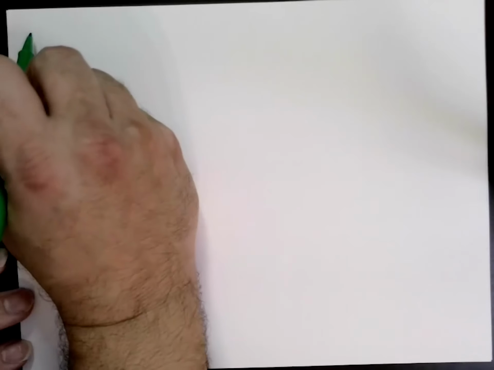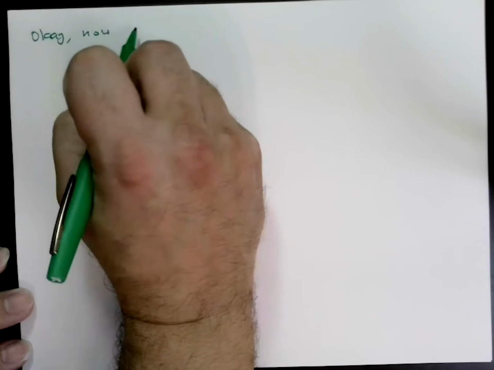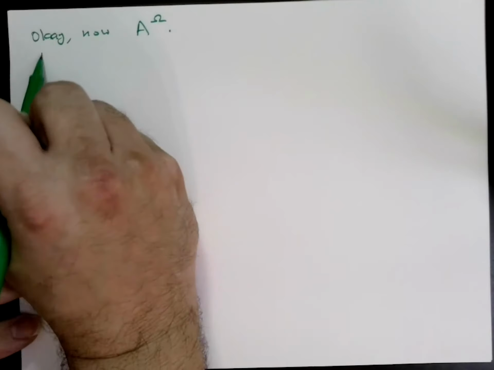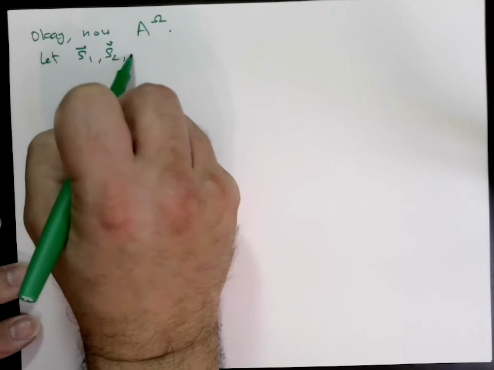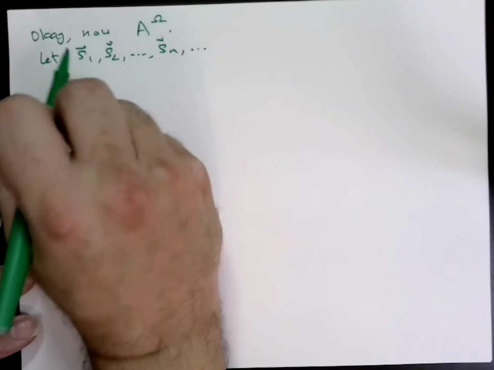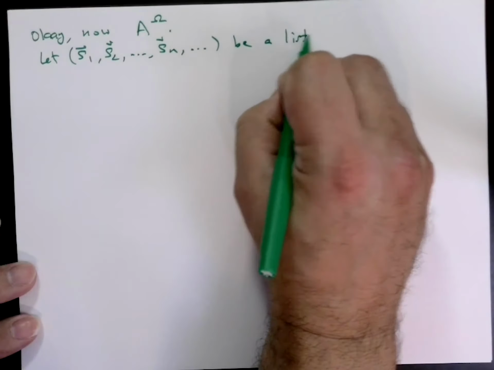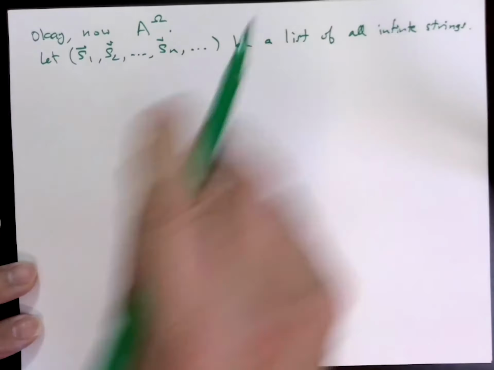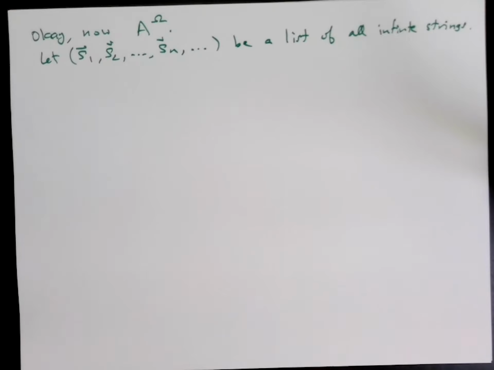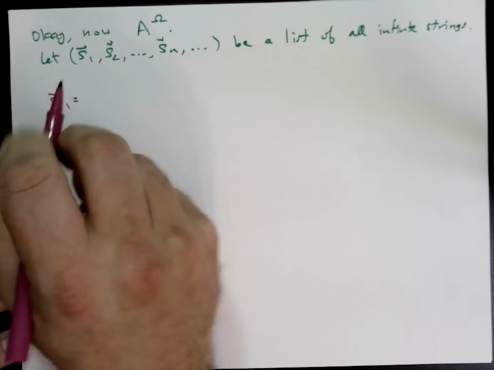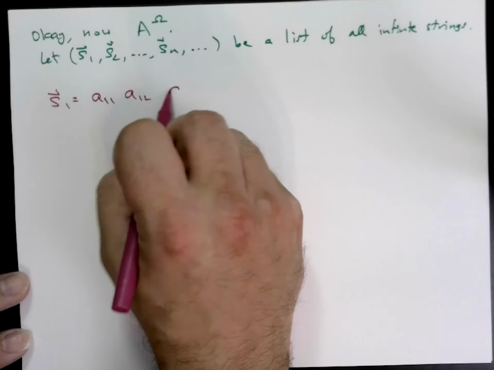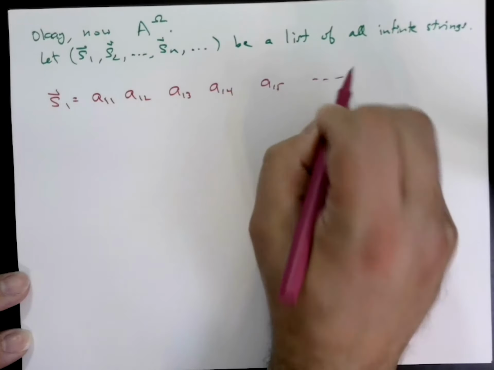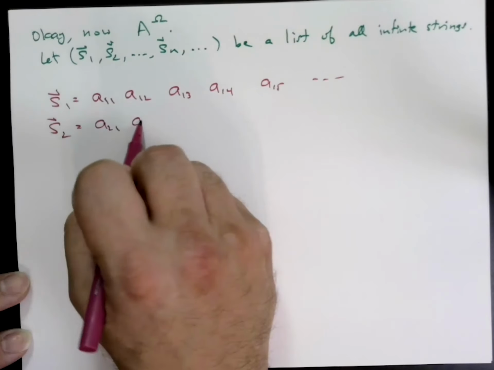Now, let's consider A omega. Remember, A omega is the set of all infinite strings. Let's assume that we have a list of these strings. Let's call it S1, S2, up to Sn, and so forth. We're basically going to use the same diagonal argument that we did earlier. So if we write out the entries of S1, call it A11, A12, A13, and so forth. S2 is A21, A22, A23, and so forth. We just write all these out. We kind of get this big array, and then we go down the diagonal.